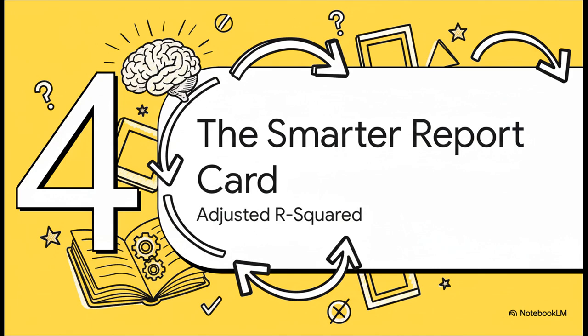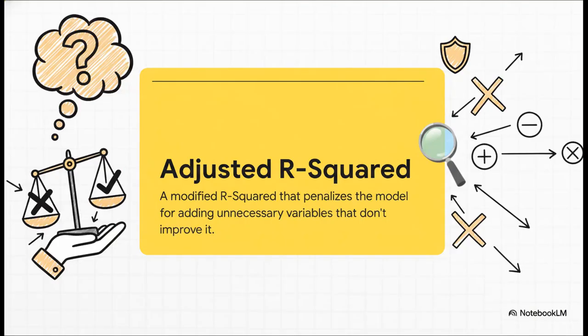So, if the standard report card can be cheated, what's the solution? Well, we need a smarter report card, one that can't be fooled so easily. And that's where we meet adjusted R squared. It's a really clever modification that has a penalty built right in. It looks at every new variable you add and basically asks, hey, are you actually useful? Do you really improve the model's predictions? And if the answer is no, it penalizes the overall score.